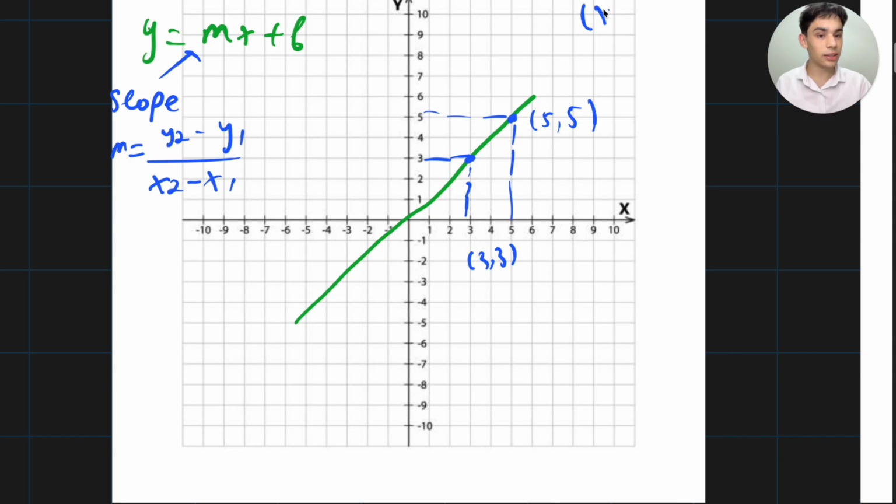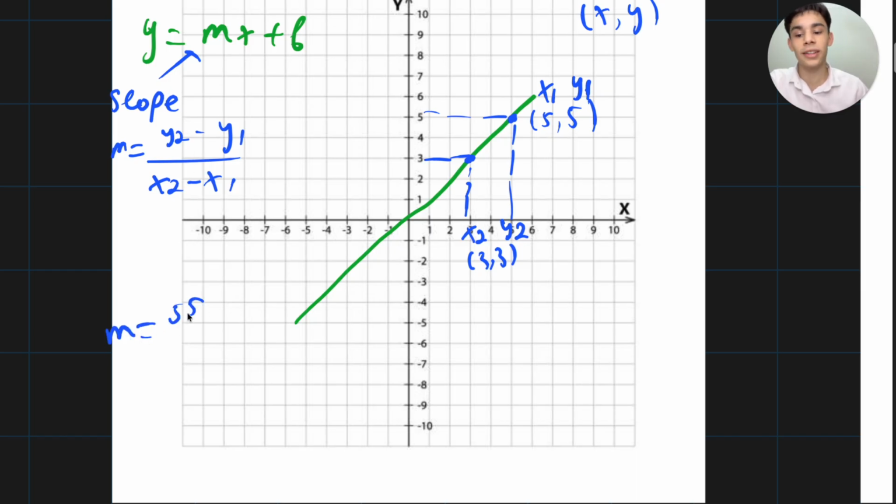So technically, this is x and y, right? Let me call this x1. Therefore, this will be y1. And if I call this x2, this will be y2. Now, if I plug everything in, our slope will equal (5 - 5) / (3 - 3). Obviously, it will not always be like this. Your coordinates can be a little bit different. But in this case, our m will be 0 divided by 0. So, basically, in this case, it will equal just 0.